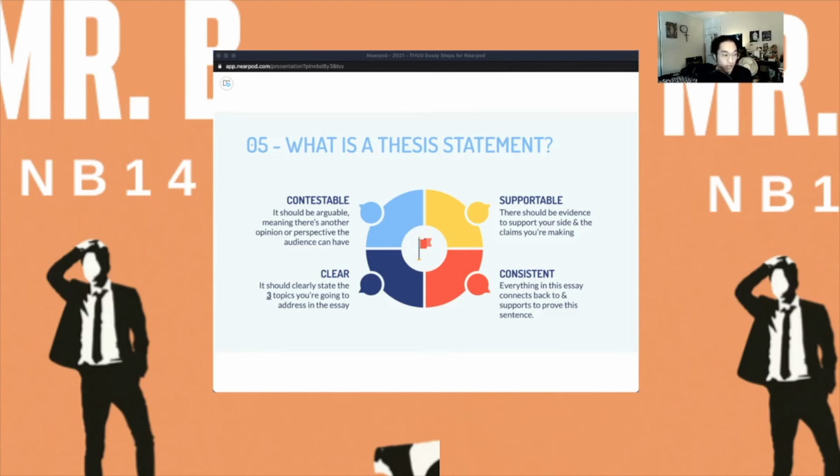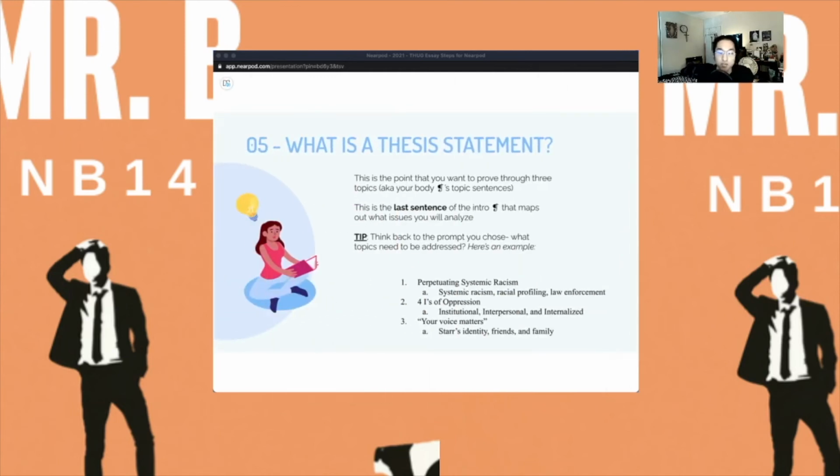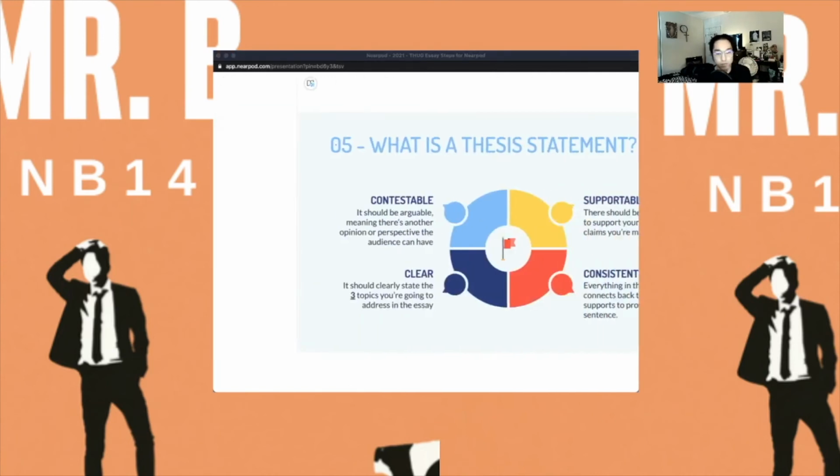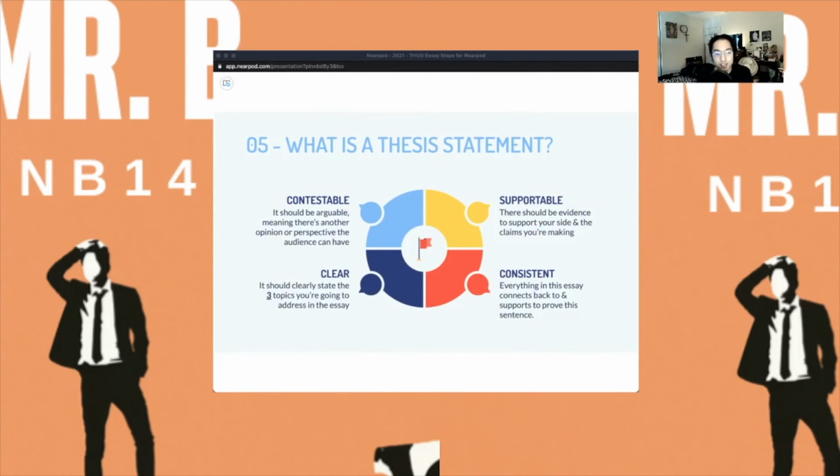Let's go back really quick, just like with each of the prompts that are right over here, right? They each kind of have 3 things about them. And I think number 2 is probably the clearest example immediately, just because you're choosing from the 4 I's, and so you can easily pick 3 of those. So again, it should be clear. And lastly, it should be consistent. Everything in this essay connects back to this thesis statement. So your topic sentences, your analysis, everything ties back to the 3 topics that you mention in the thesis statement, which supports and proves this sentence.